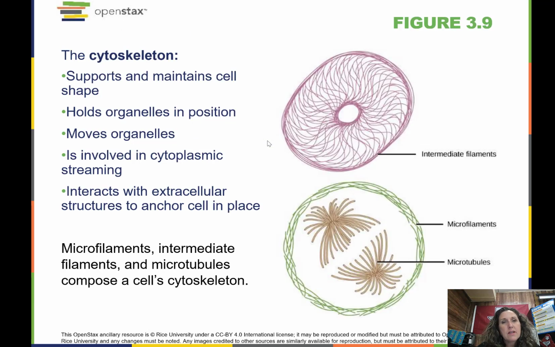The cytoskeleton is kind of like our skeleton. It's going to maintain the support and shape of the cell. It's going to hold all of these organelles in position, and move organelles. It is involved in cytoplasmic streaming. It interacts with different extracellular structures. And we have microfilaments, intermediate filaments, and microtubules as the three different types. But I'm not going to ask that you know what the difference is between the three, just that they're part of the cytoskeleton.